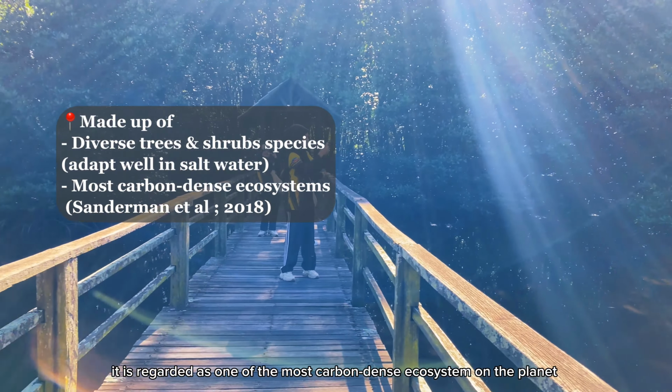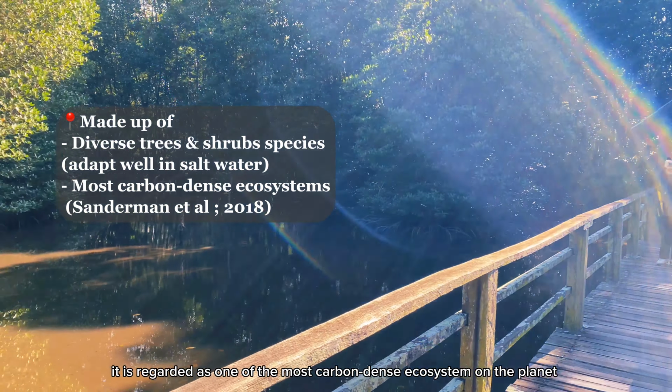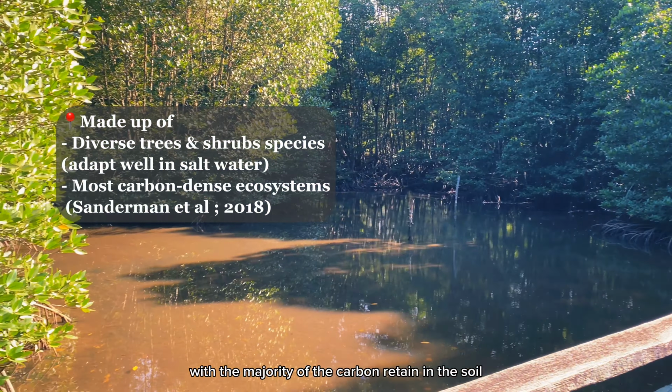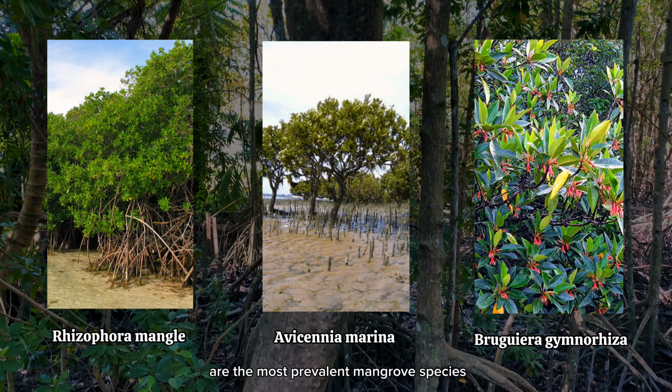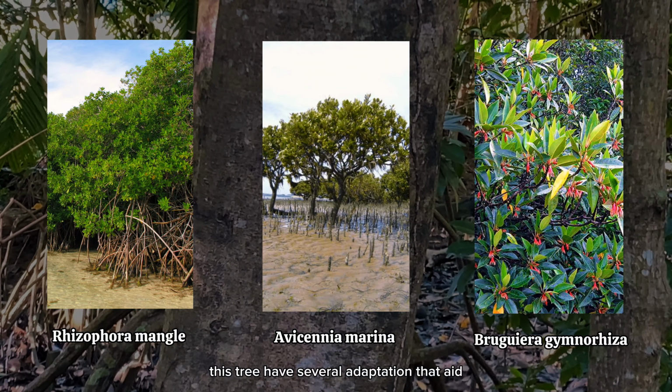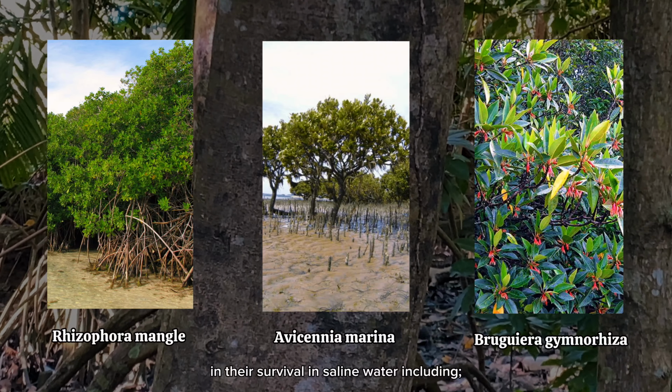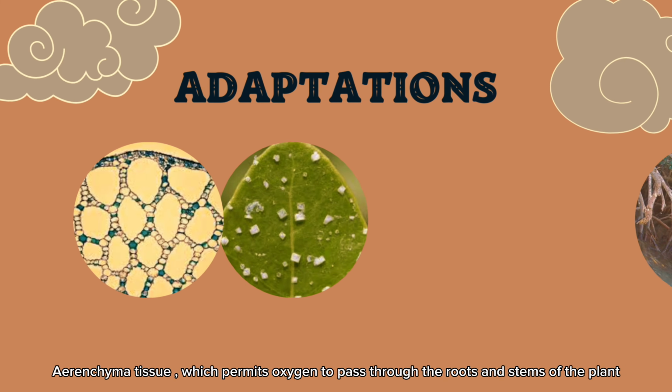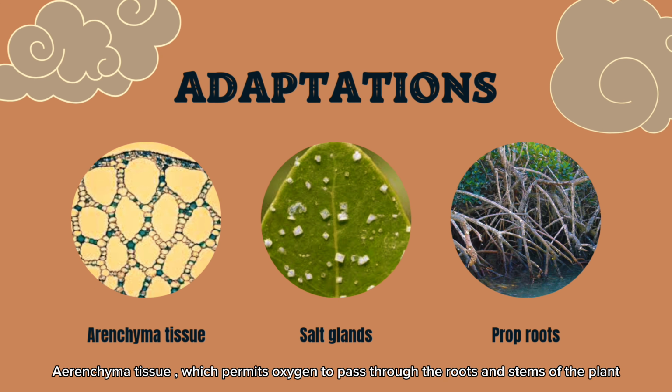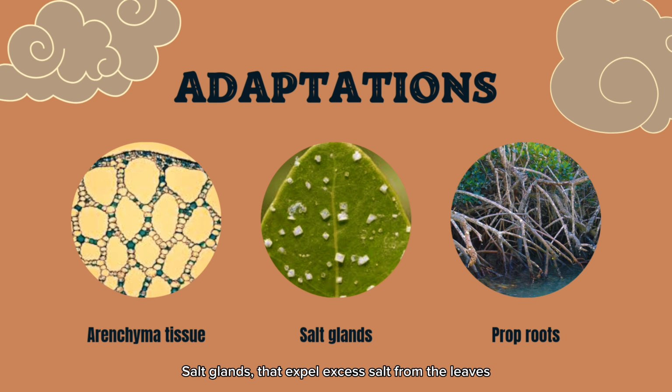It is regarded as one of the most carbon-dense ecosystems on the planet, with the majority of carbon retained in the soil. Rhizophora mangle, Avicennia marina, and Bruguiera gymnorrhiza are the most prevalent mangrove species. These trees have several adaptations that aid in their survival in saline water, including parenchyma tissue, which permits oxygen to pass through the roots and stems of the plants, salt glands that expel excess salts from the leaf, and prop roots, which aid in the anchoring of trees in muddy soil.